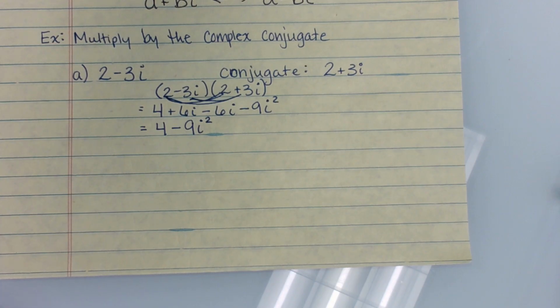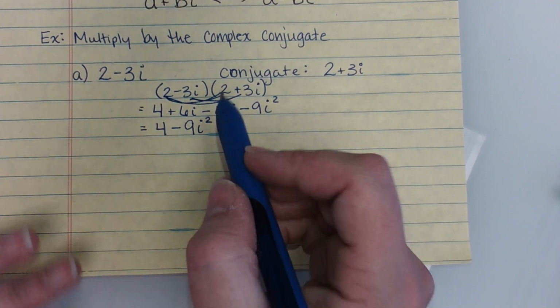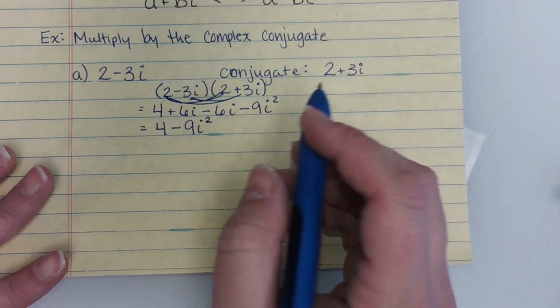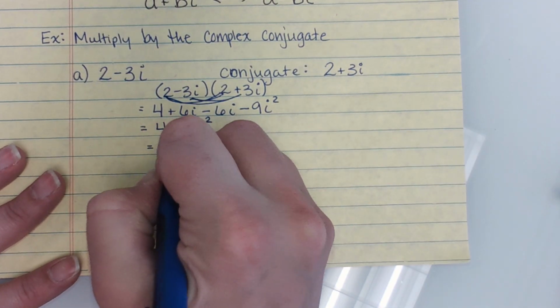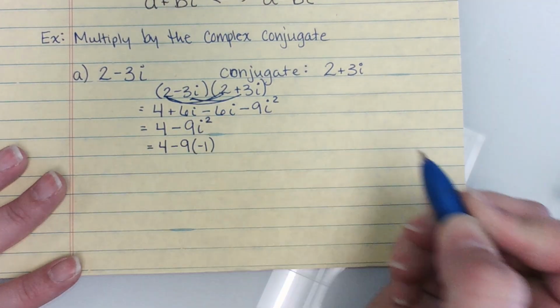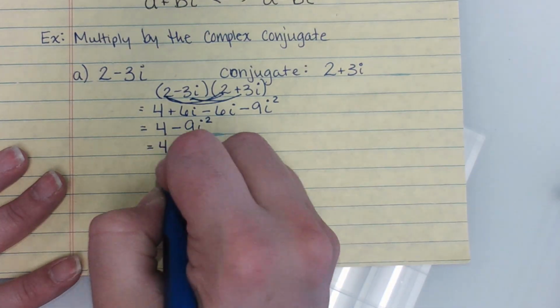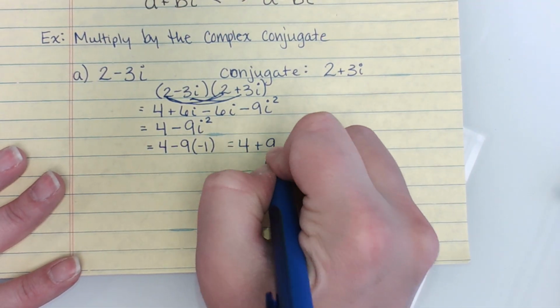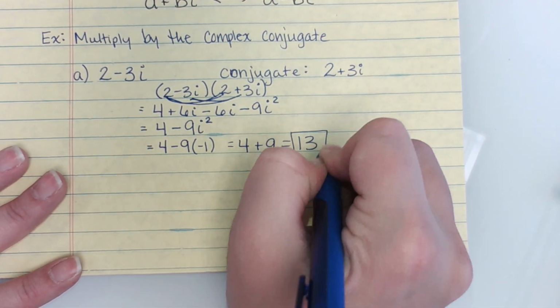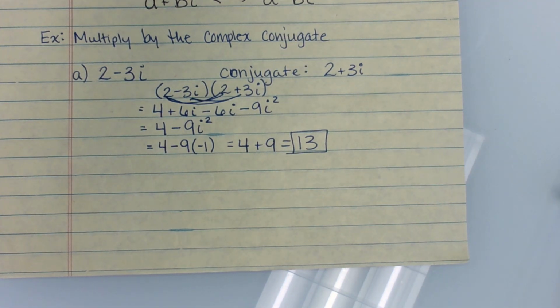Taylor, what would you have me do next? The i squared turns to a negative 1. Yeah. That becomes 4 plus 9, which is 13. In fact, the product of complex conjugates should always be a real number.